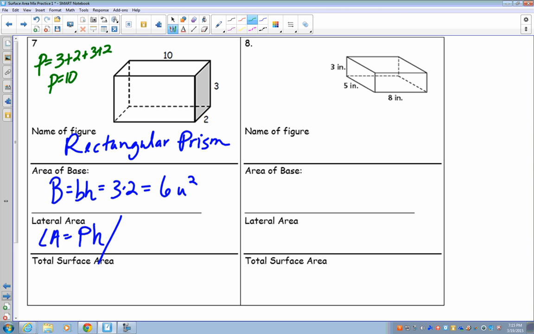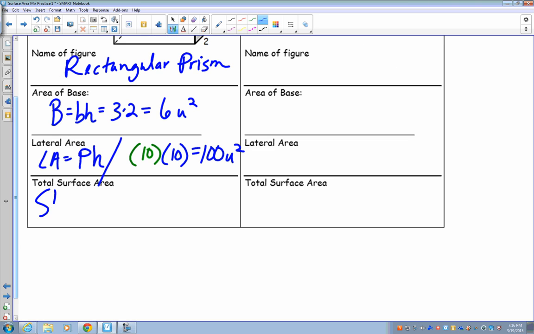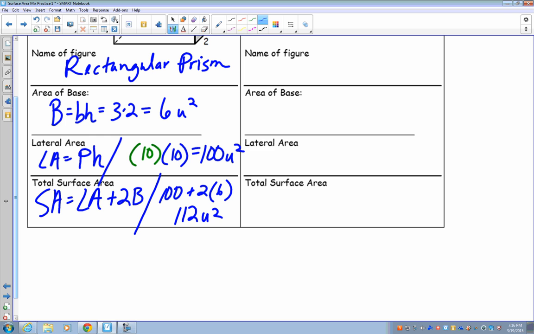So to find our lateral area, we substitute that 10 for the perimeter times the height. The height is the distance between the bases, so I'm hoping you see that the distance between the 2 rectangles is the 10. So that is 100 units square. And then for the total surface area, again take your lateral area and add your two bases. So we have the 100 plus 2 times the 6, which is 12, so we get 112 units squared.